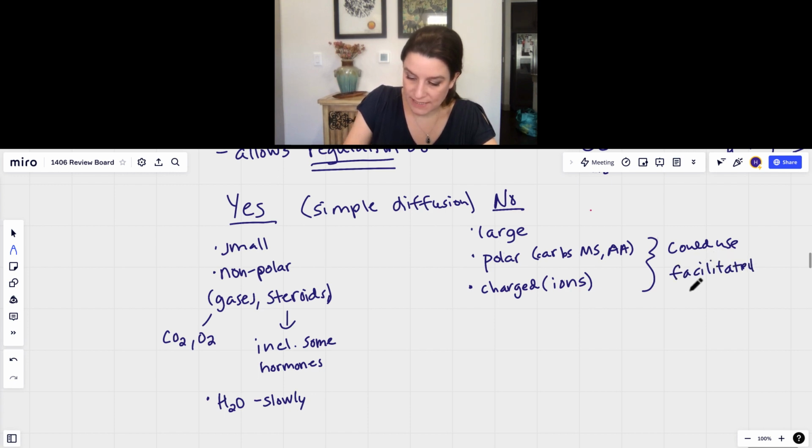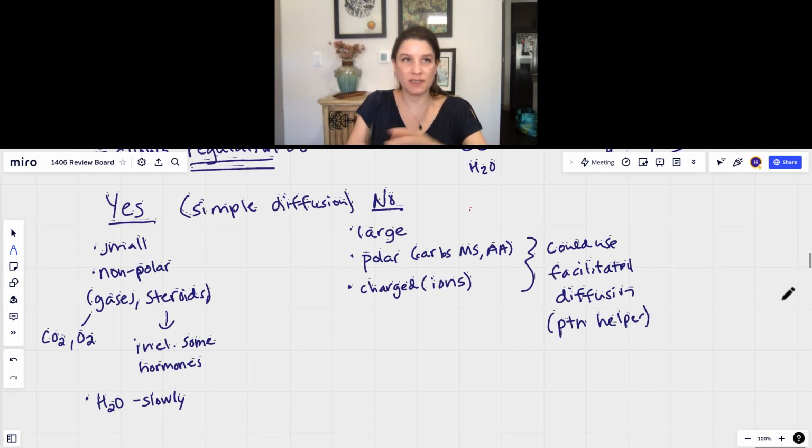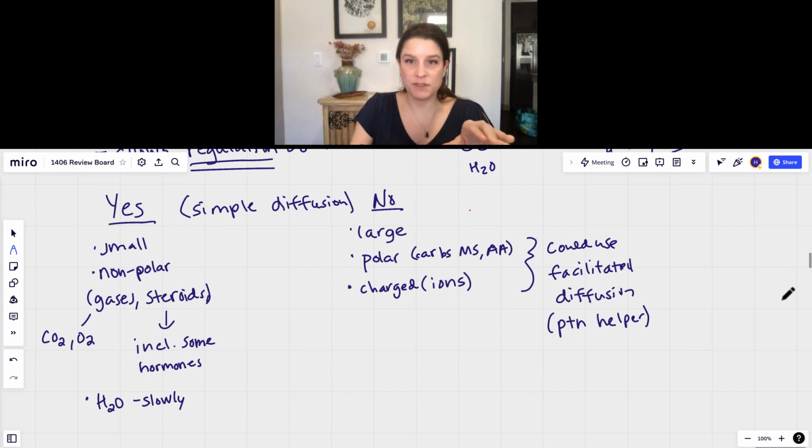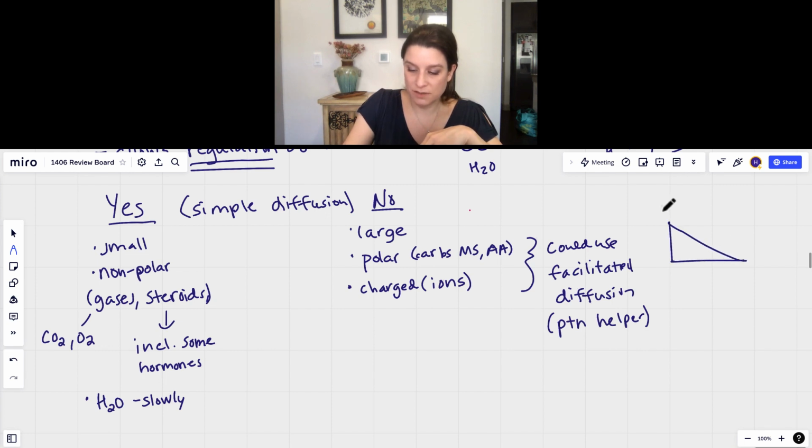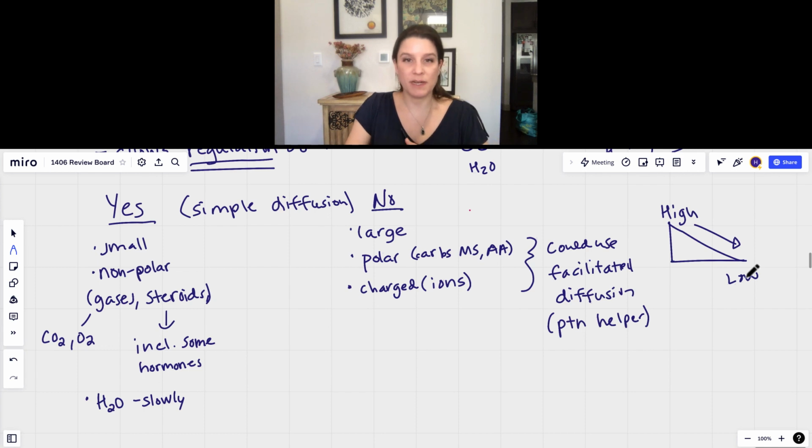You could use facilitated diffusion with a protein helper to get them across, a channel or a transport protein like a carrier. Both of these, simple diffusion and facilitated diffusion, are going from high concentration to low concentration, down the concentration gradient, so that's how they'd be moving. It just depends if you need a helper or not.